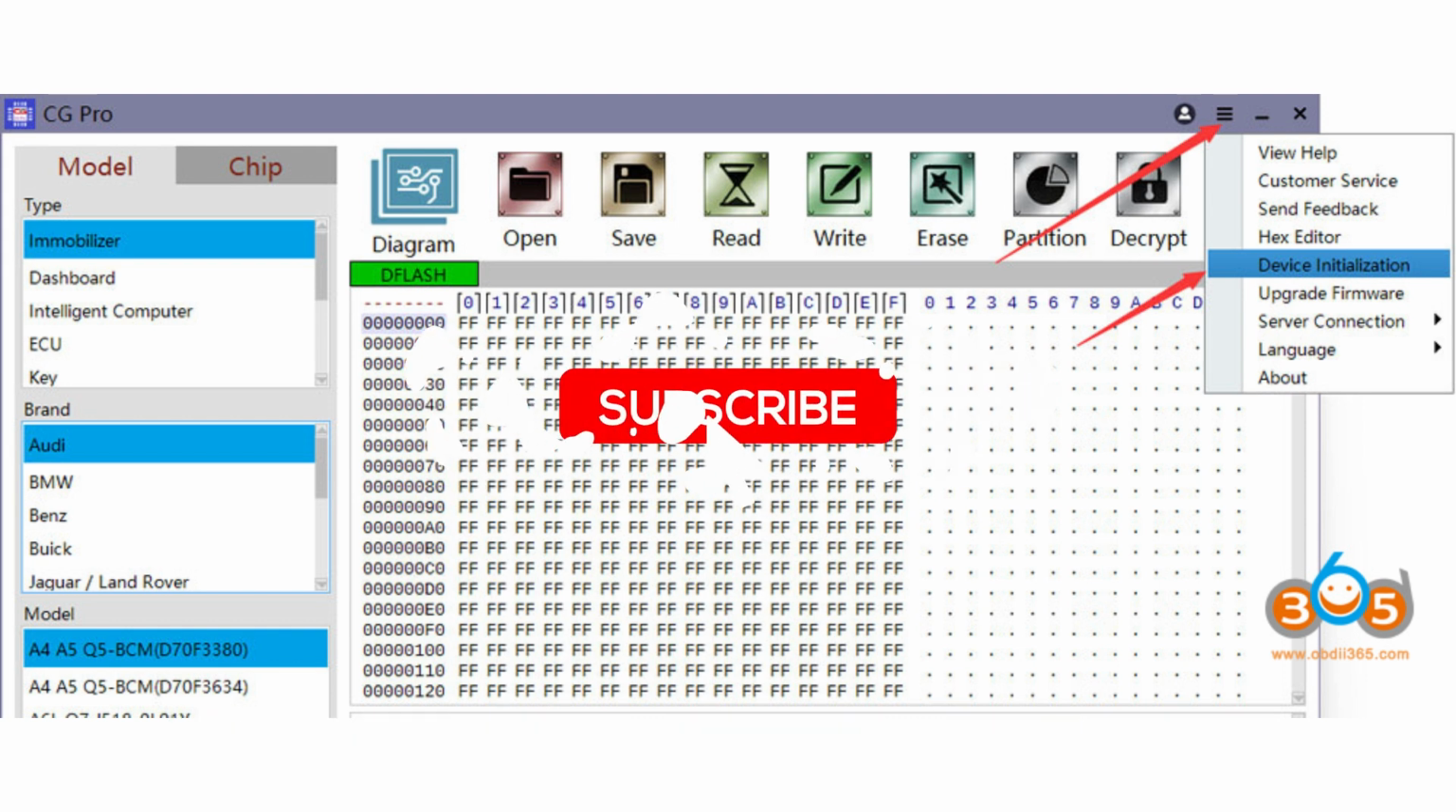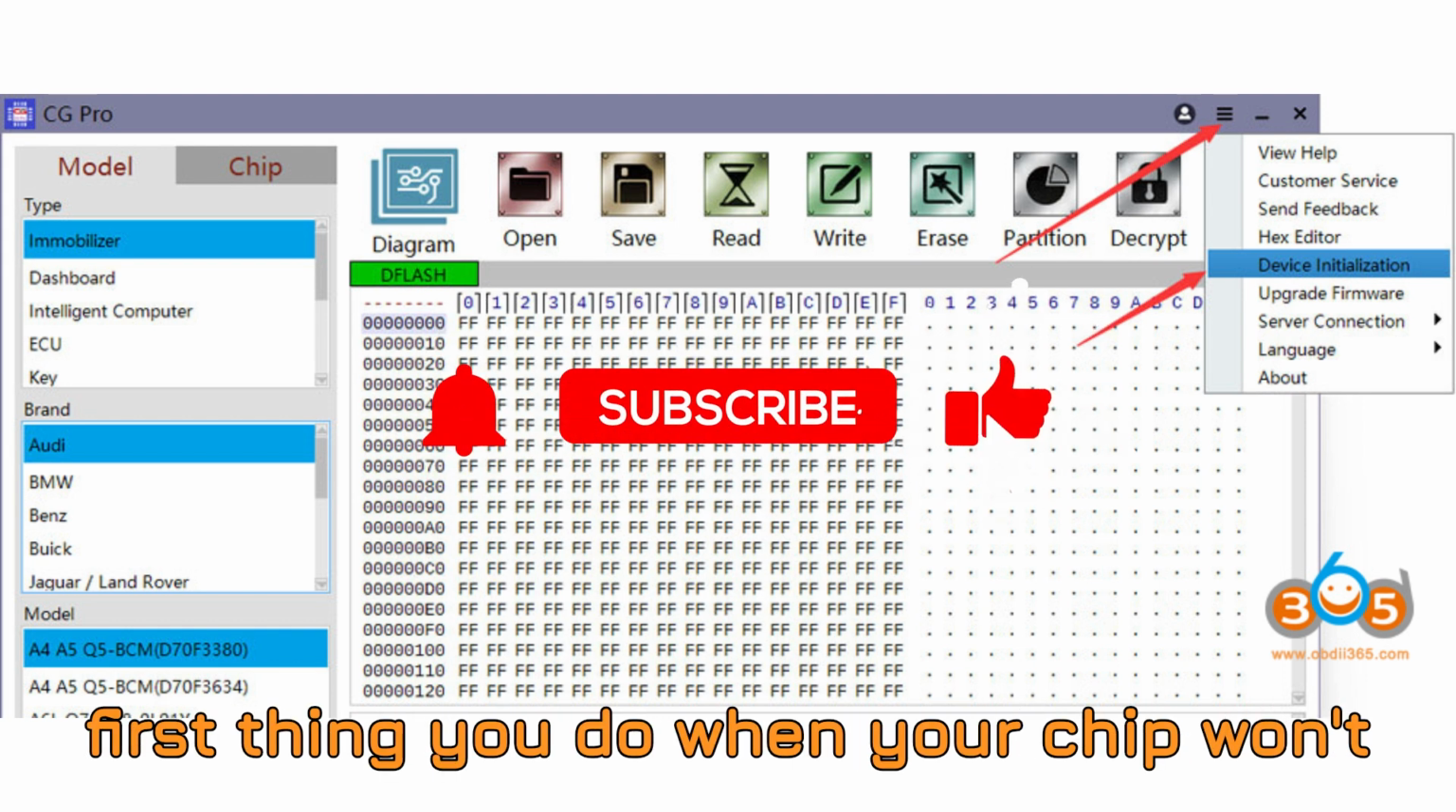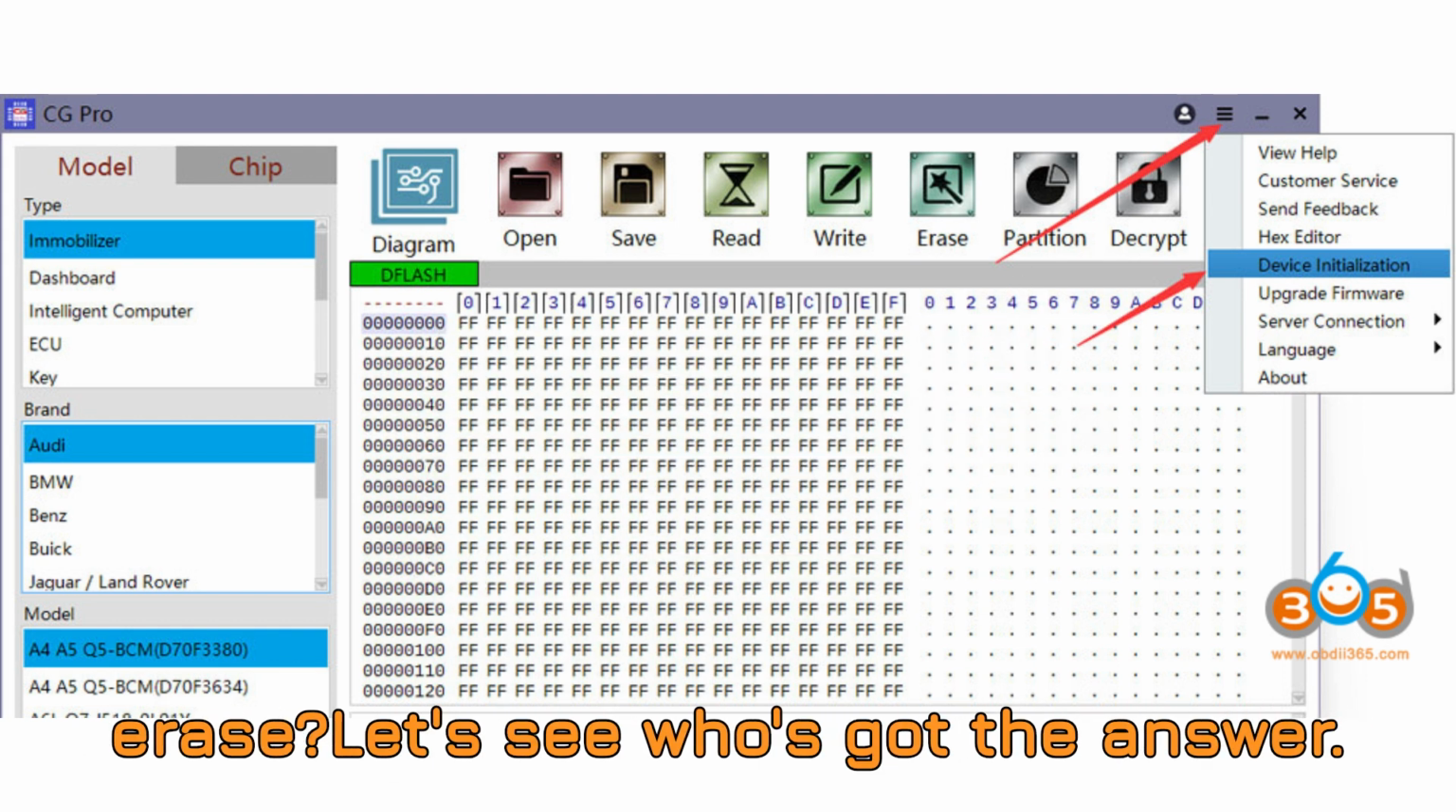Happy diagnosing. Now, the question for you: what's the first thing you do when your chip won't erase? Let's see who's got the answer.